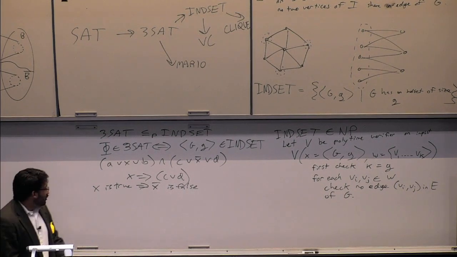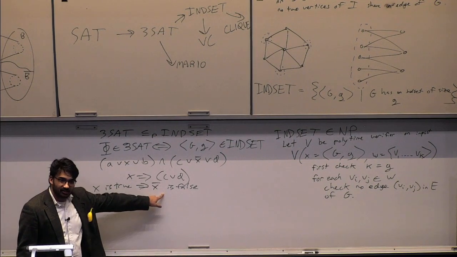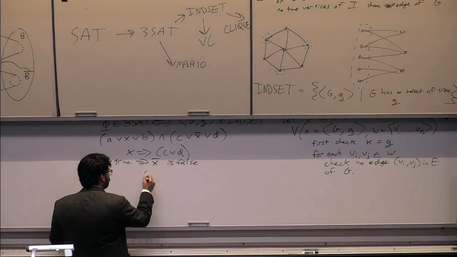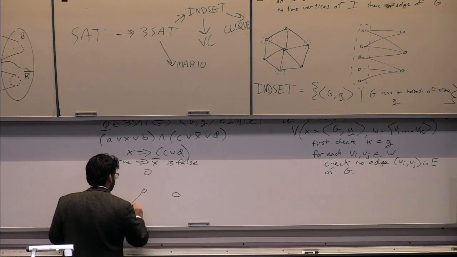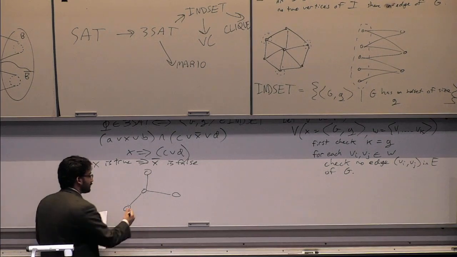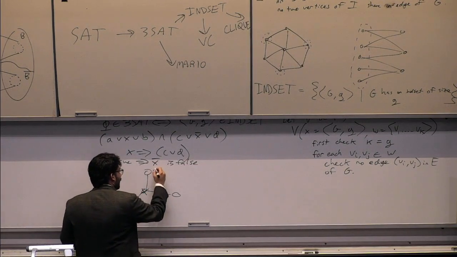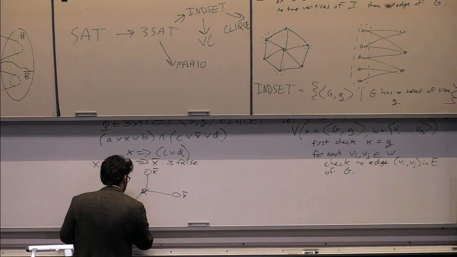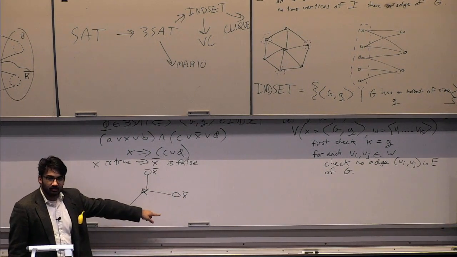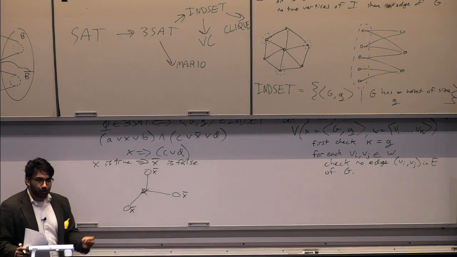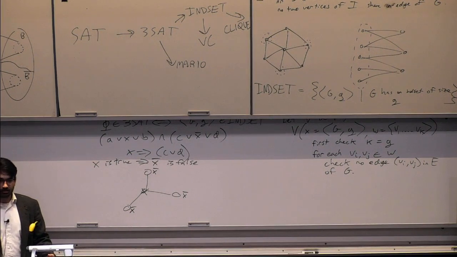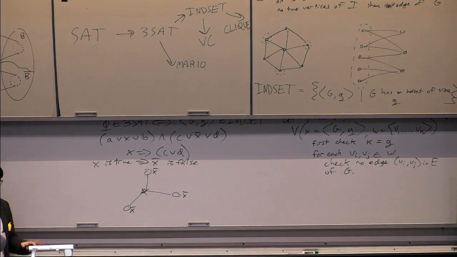Basically, notice that X being true means not X is false. What we're going to do is, consider this graph. Let's call this X, and let's call these not X. If you choose X, you can't choose any of not X. If you choose a vertex, all the vertices adjacent to that cannot be chosen. So that's how we're going to simulate that.